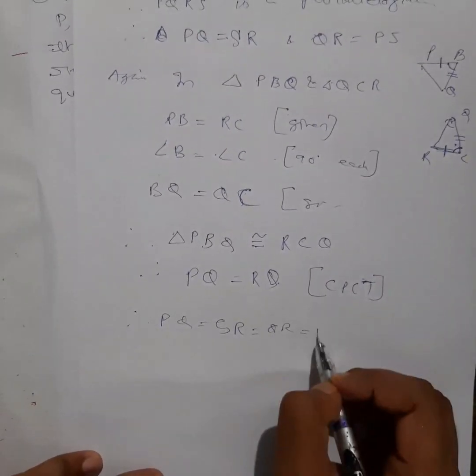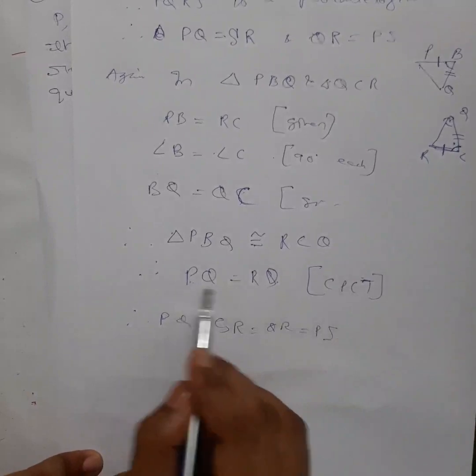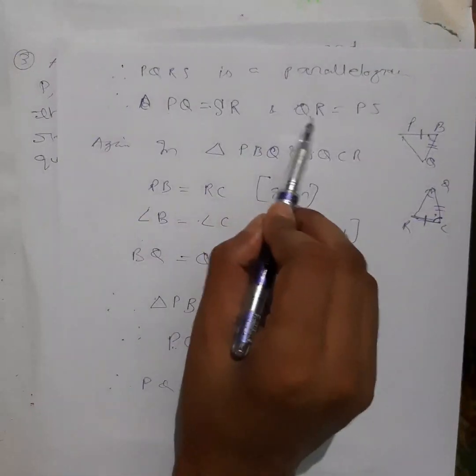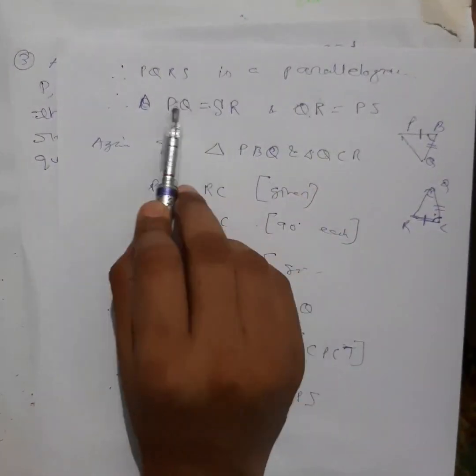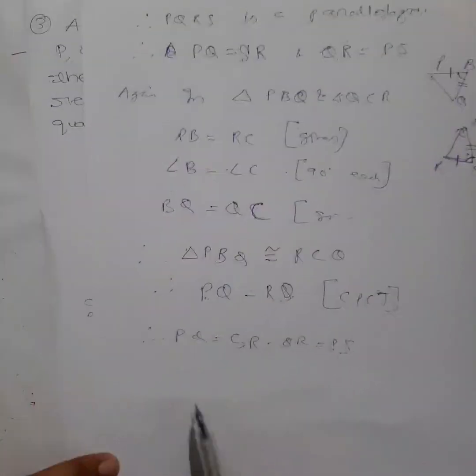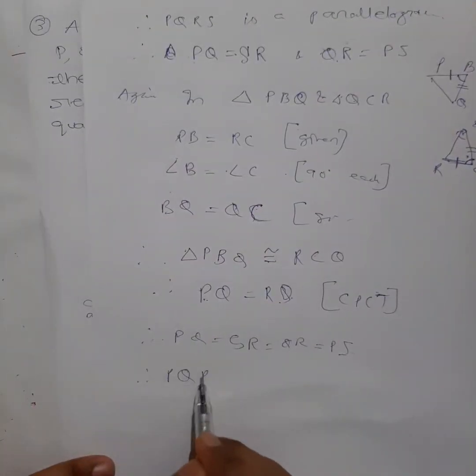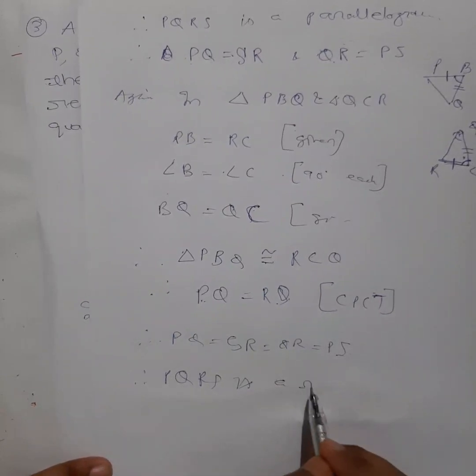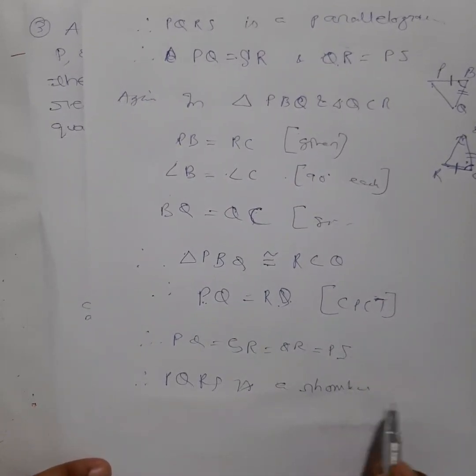Okay, CPCT. So from this, can I say therefore PQ is equal to SR is equal to QR is equal to PS. PQ is equal to RQ means what? This and this equal. This and this equal means what? This and this also equal. This and this also. So all are equal. Therefore, PQRS is a rhombus. Okay, done. Proof.